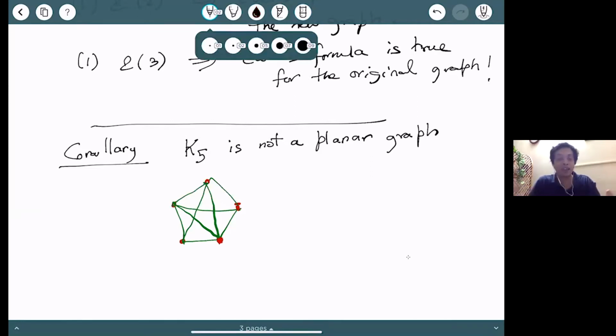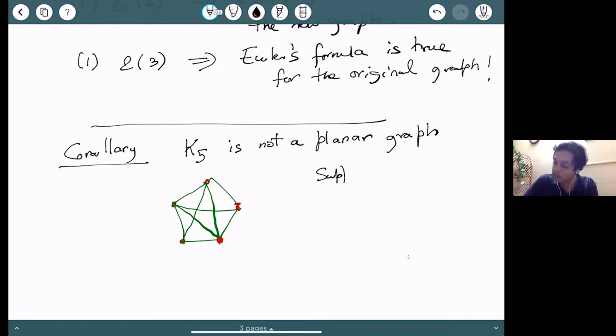Last time we did proof by induction. This is another technique of proofs that I guess you are all familiar with: suppose not. Suppose it is planar. Suppose K5 is planar.